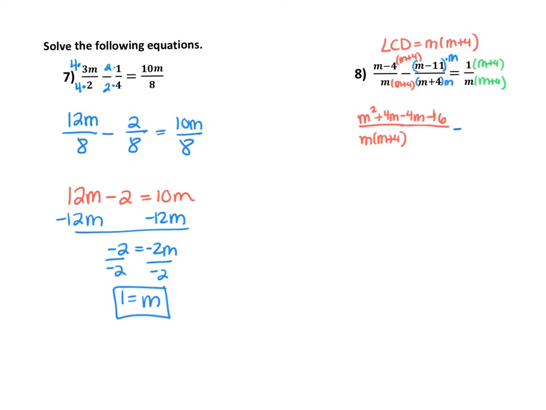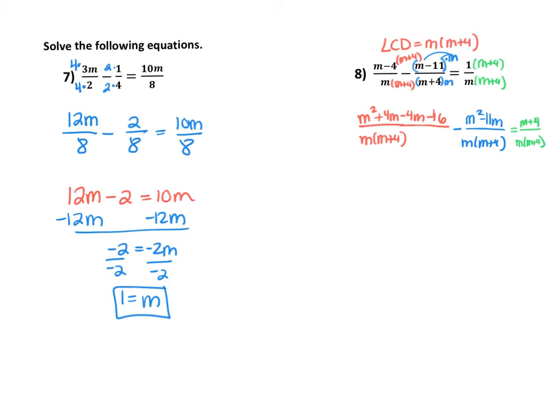All right, then the middle one, my denominator is going to be m times m plus 4. And on the top, I'm going to multiply both of these by m, so I'm going to get m squared minus 11m. And then my other fraction, again, common denominator of m times m plus 4. And on the top, I'm going to do 1 times m, which is m, and 1 times 4, which is 4.